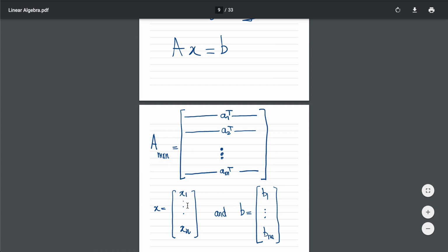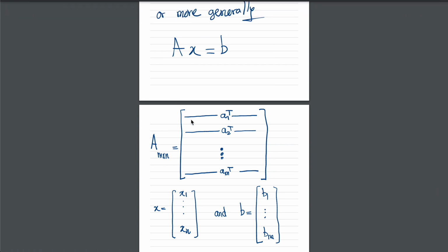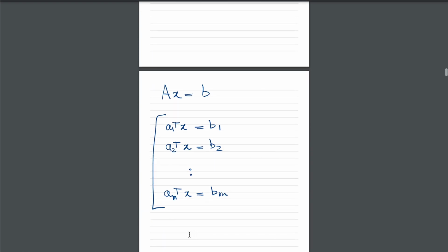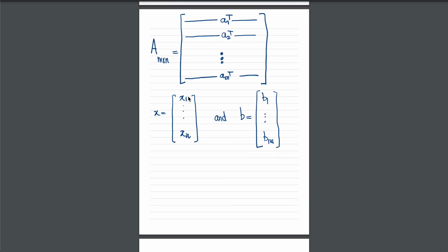Well, the number of unknowns is n. We have n unknowns, x1 to xn. How many equations do we have? Well, each row of A leads to one equation. So we have m equations, n unknowns. So AX = B is essentially this system of linear equations. a1 transpose X is b1, a2 transpose X is b2, am transpose X is bm. m equations, n unknowns.